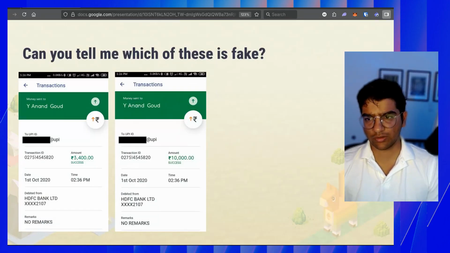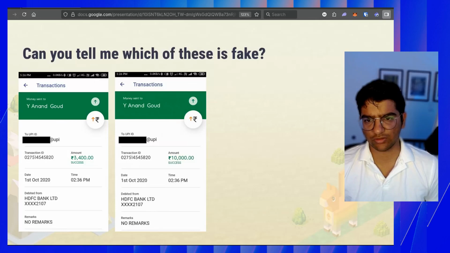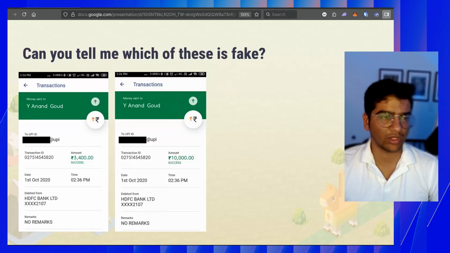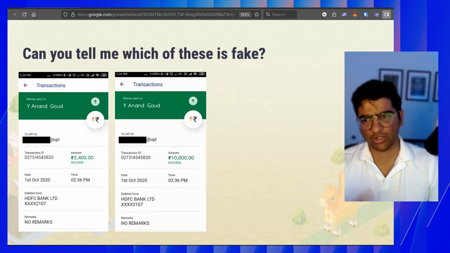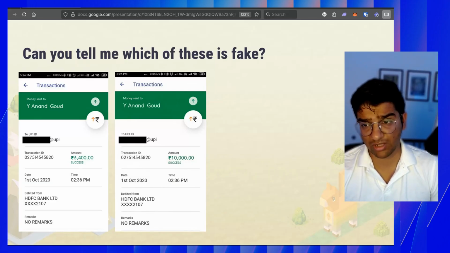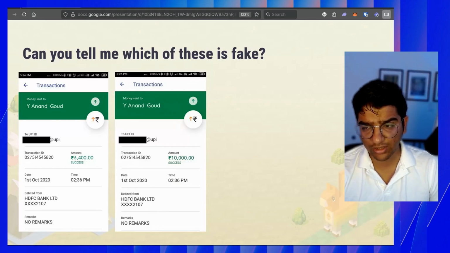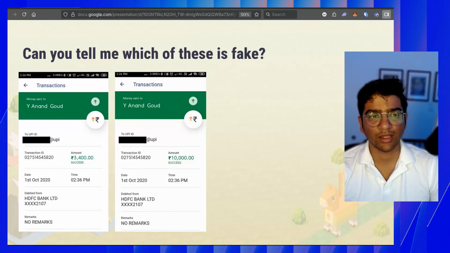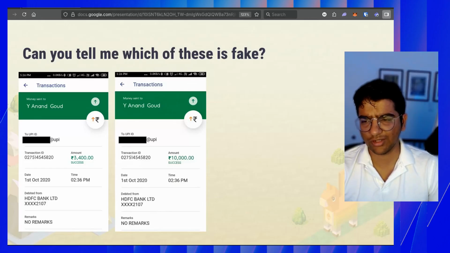So here are two screenshots. This is a screenshot from a UPI app in India, which is a financial transaction app, in which somebody's sending this screenshot to prove that they have sent money. One of these is fake, one of them is not. Now if you were to pick which one is fake and which one is not, are you able to tell just by looking at this particular screenshot? Probably not. And it's very simple to take a screenshot and quickly morph it using Photoshop.